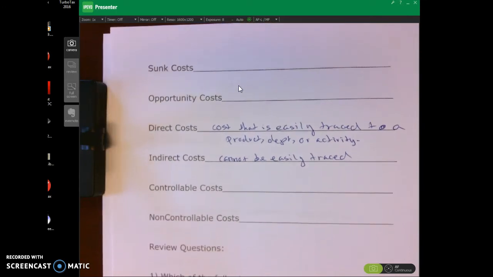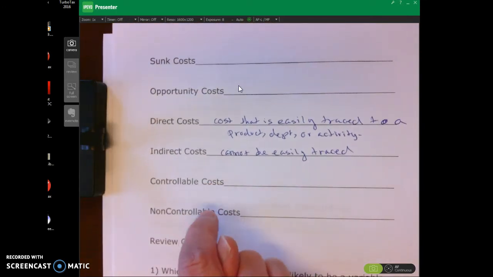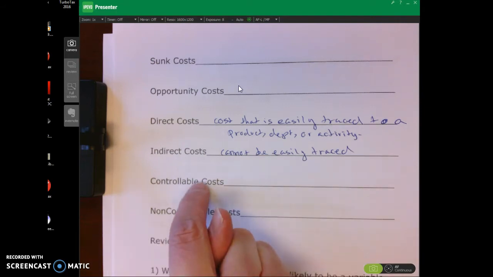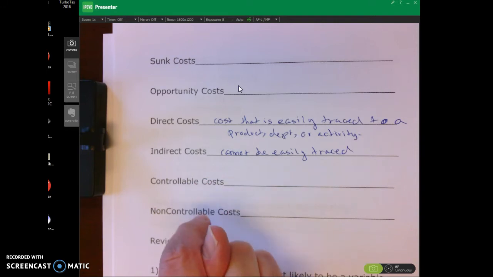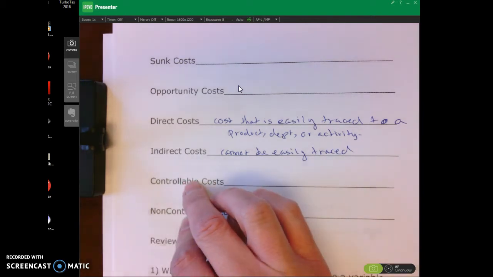We also have controllable costs versus non-controllable costs, and again, I'm just going to talk about these rather than write them down. With reference to controllable versus non-controllable costs, the idea is that we want to hold managers accountable for costs that would be considered in their control. If it's outside their control and you hold them accountable, it's not really fair. This is somewhat of a subjective call.